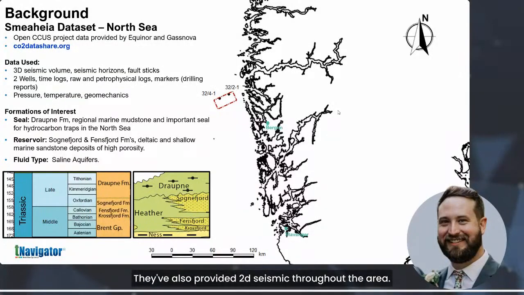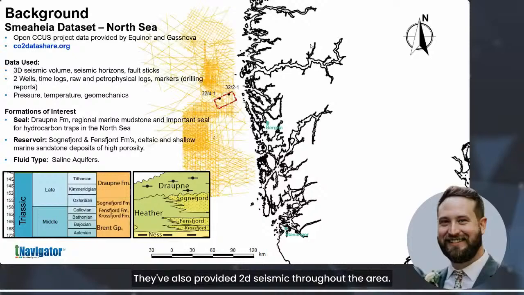They've also provided 2D seismic throughout the area. When this project was originally done, that 2D seismic was not available, but now for anyone who wants to access this data, it's there, so you can actually do quite a large basin study using that.